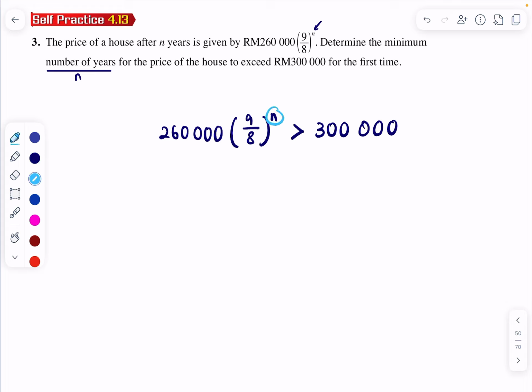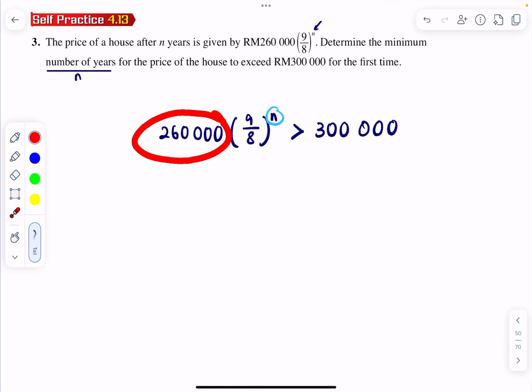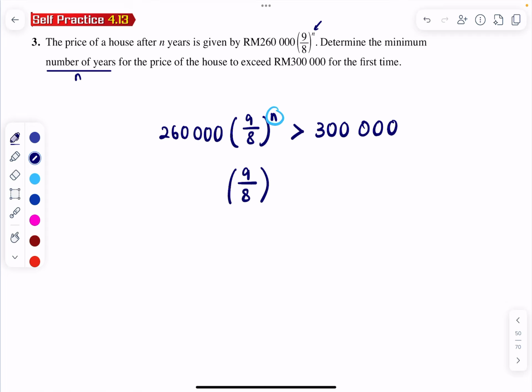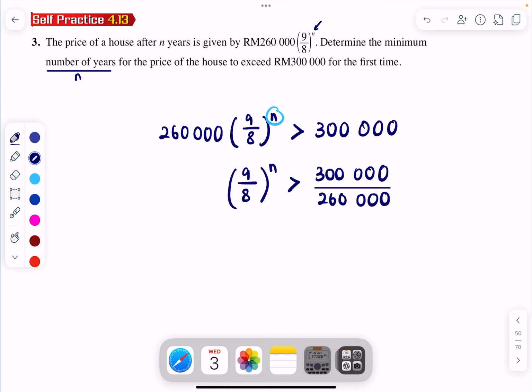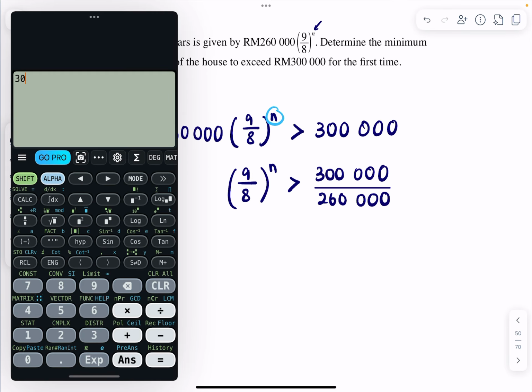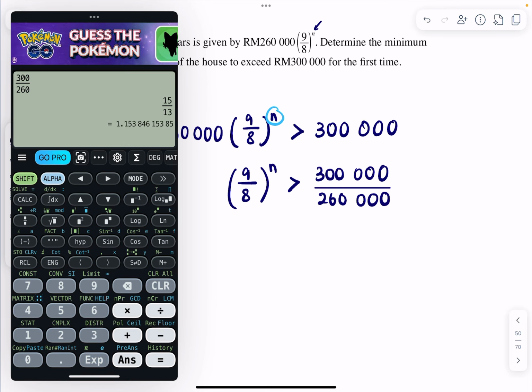Okay, so first what we can do is bring this 260,000 over here. So we can say 9 over 8 to the power n is more than 300,000 over 260,000. So 300 over 260 simplifies to 15 over 13.